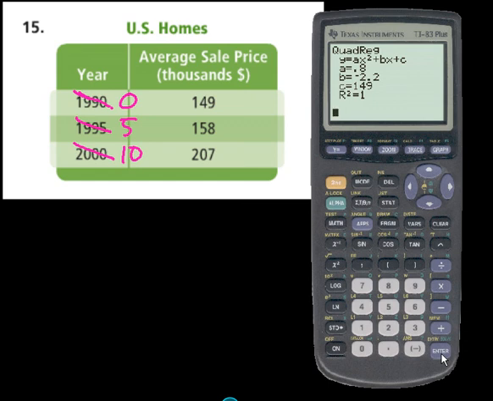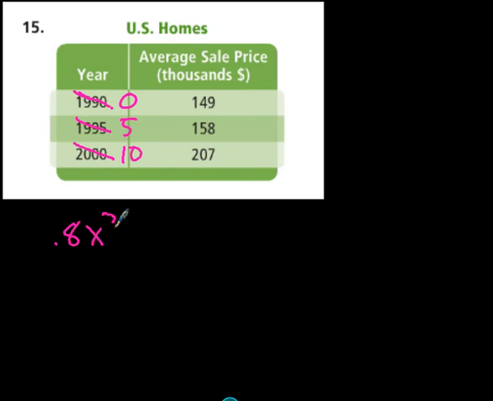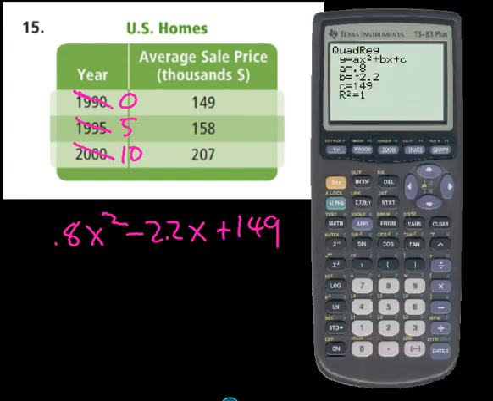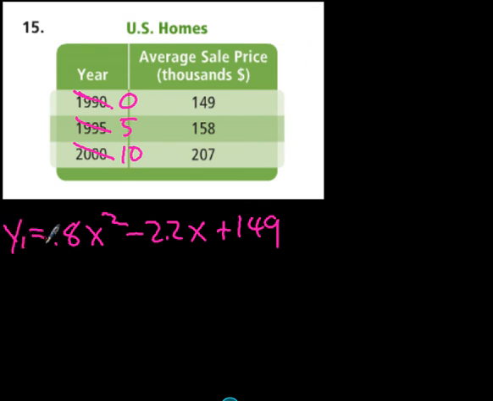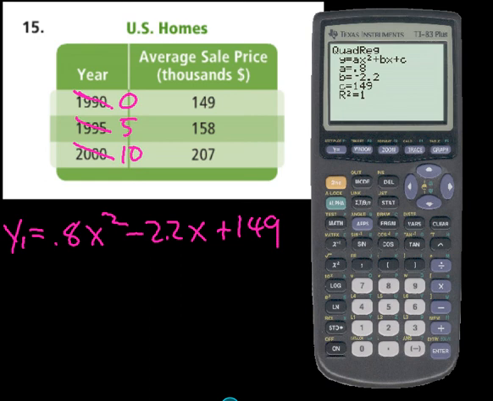And so my equation would be 0.8x squared minus 2.2x, is it plus 149? Is that right? Okay, and so that's what I put in y1. Now you could certainly type those numbers straight into y1, but I'm going to show you the way of automatically inserting it just to remind you of how to do it.